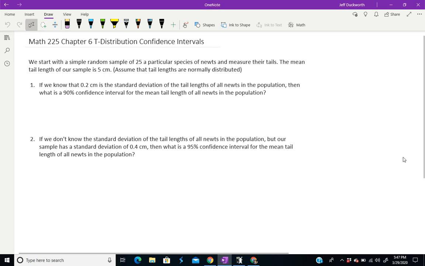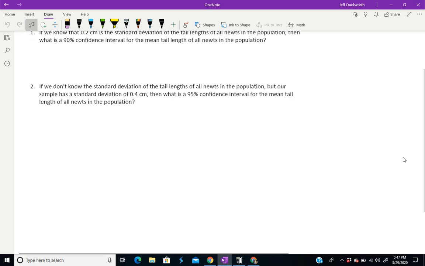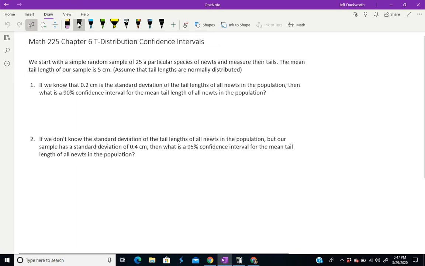So the pieces of information that we have right now: we have n is 25, and we have x bar is equal to 5. That's our given information up at the top. Okay, so let's take a look at problem 1 here.